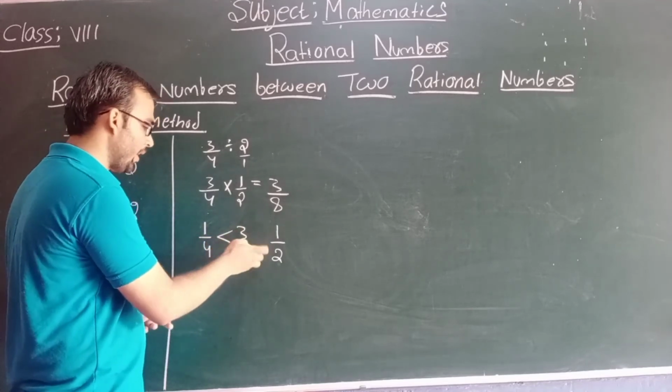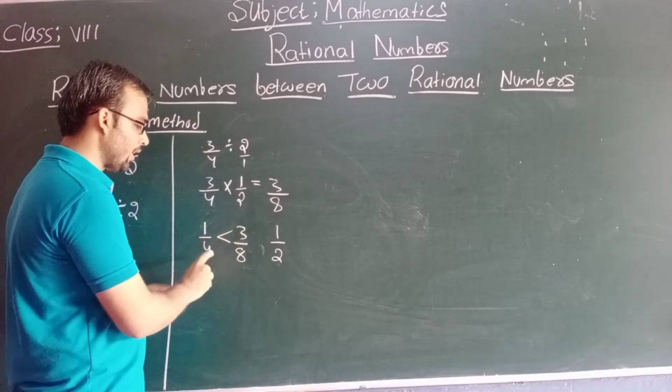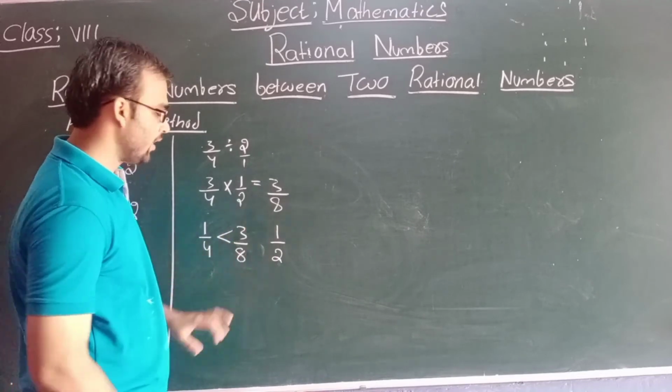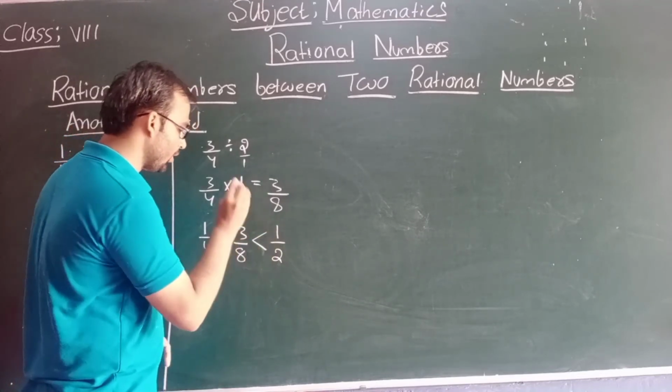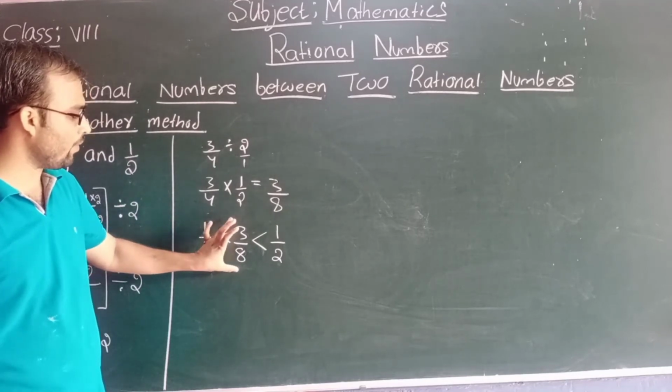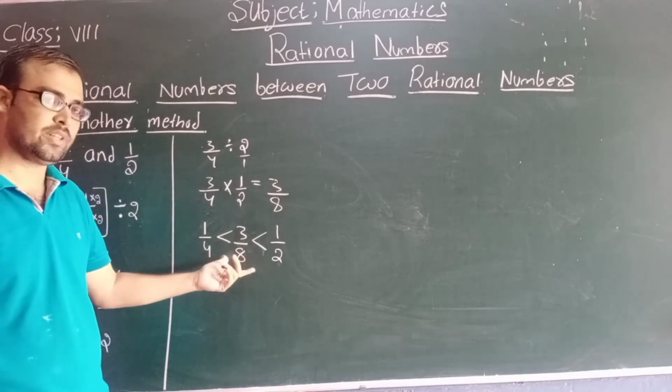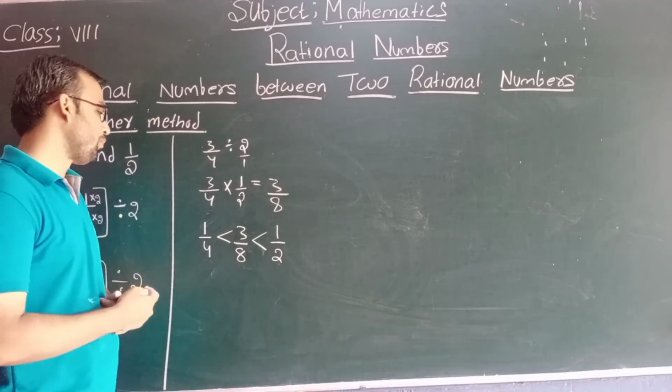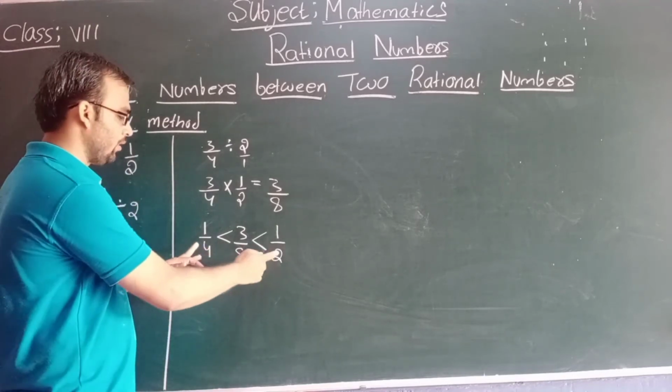So this number will always be greater than this one, and this number will always be lesser than this one. This number will be greater than this one and this number will be lesser than this one. Why? Because it is between these two numbers. So now we have found one number between these two numbers.